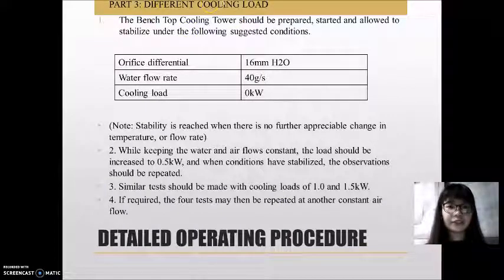And for part 3, the different cooling load, the first step is the same as part 1 and part 2, but it is different starting from the second step. While keeping the water and air flow constant, the load should be increased to 0.5 kW. And when conditions have stabilized, the observation should be repeated. Step 3: similar tests should be made with cooling loads of 1.0 and 1.5 kW. If required, the test may then be repeated at another constant airflow.